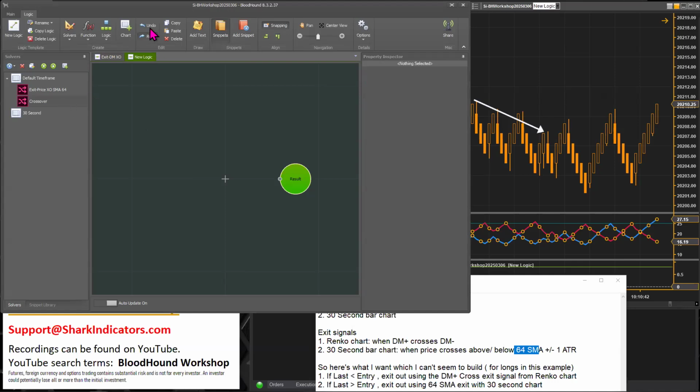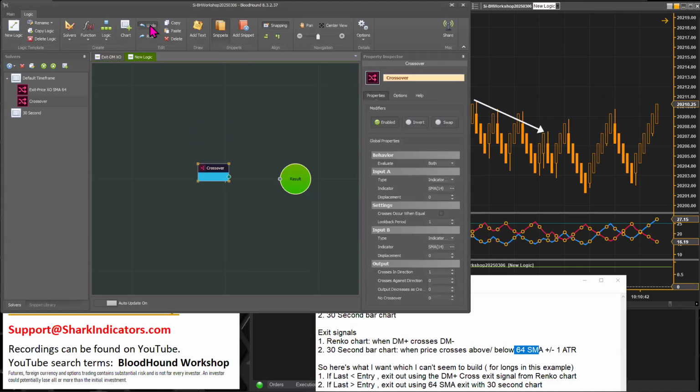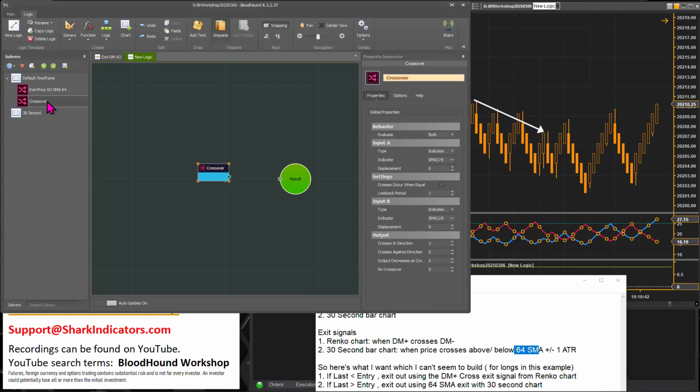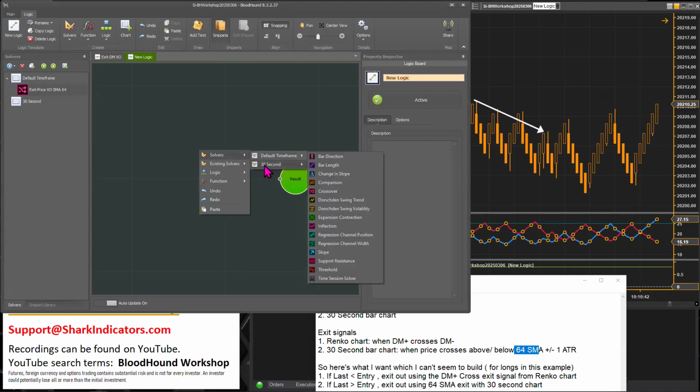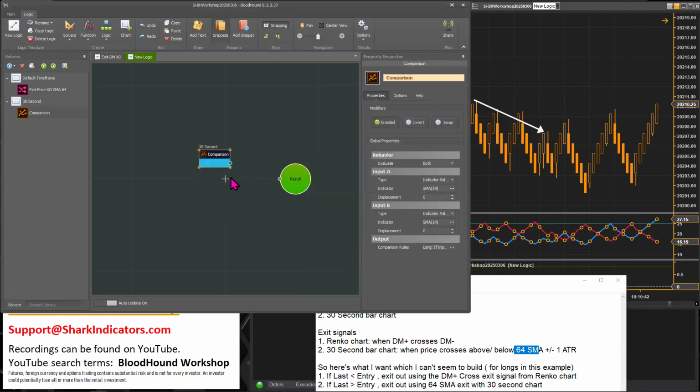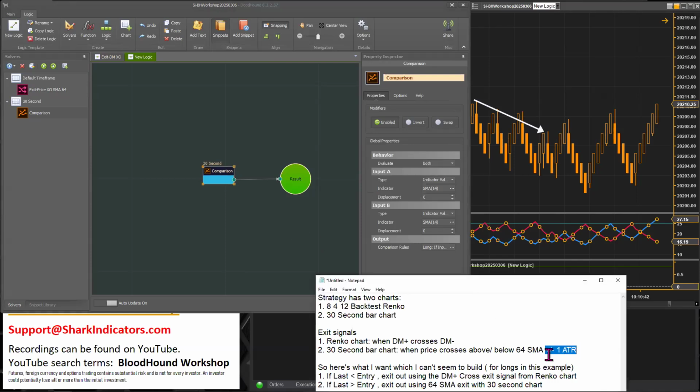So instead, actually, let me undo. I want to undo that because I want to remove this crossover here from the list. There we go. So we're going to use instead, and this time we want a solver on the 30-second time frame here. So now we're going to grab a comparison solver here. And the comparison solver does actually have an exception here where we can add one ATR.